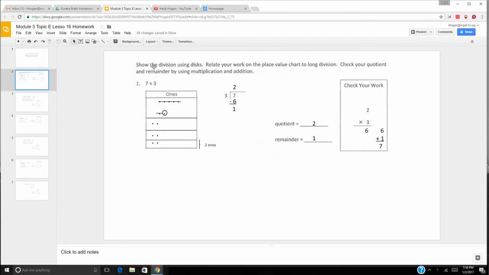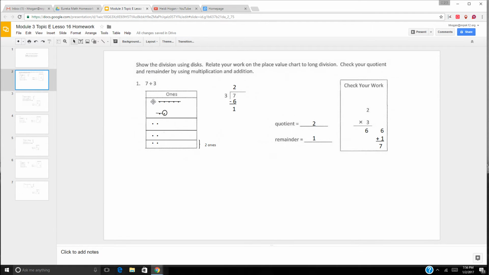Okay, so we're going to show the division using discs, which is right here. Relate your work on the place value chart to long division, so we're going to do long division. And then check your quotient and remainder using multiplication and division. Okay, so it's a few steps.